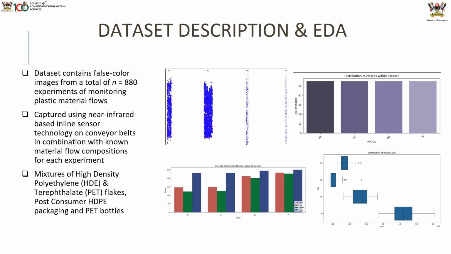So we did EDA, and from here you can see a sample of these 4 sky images for different classes, and then the distribution of classes. We found that the data is evenly distributed. There's no class imbalance.